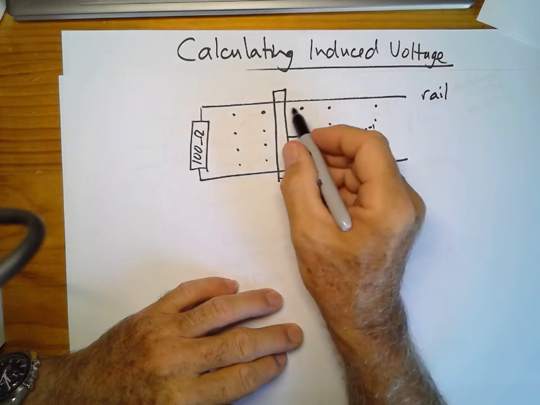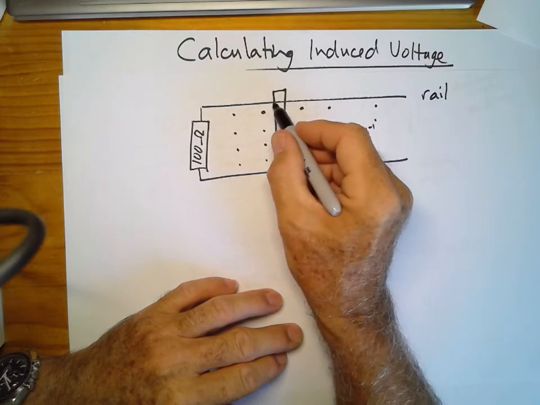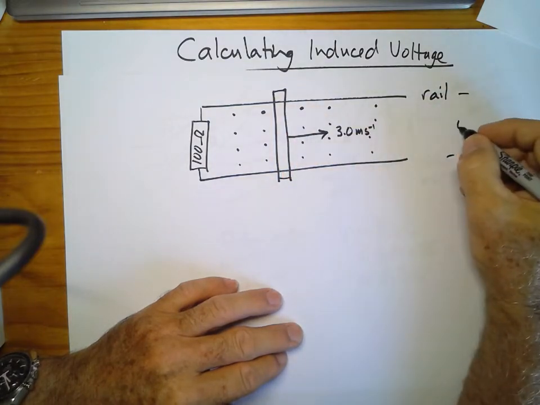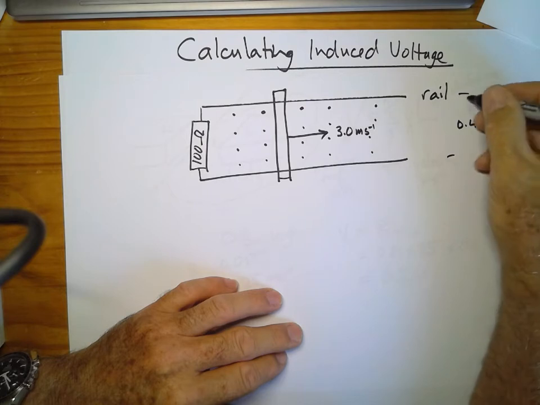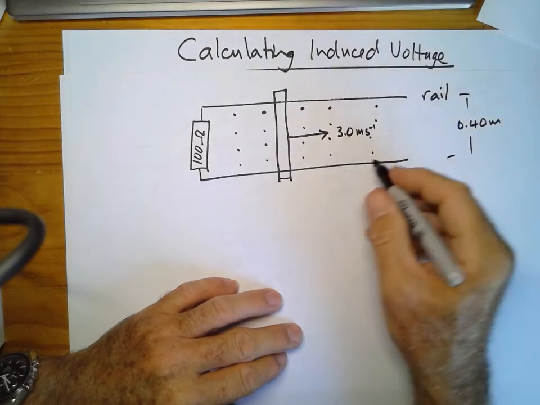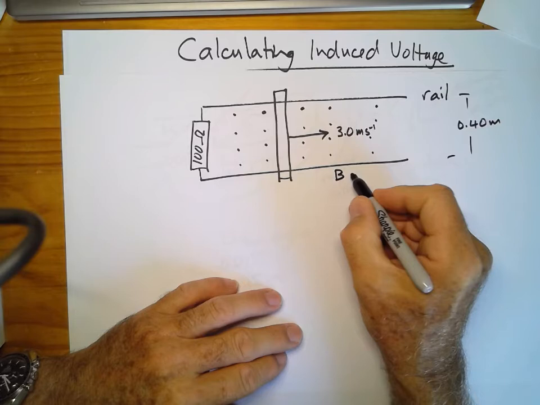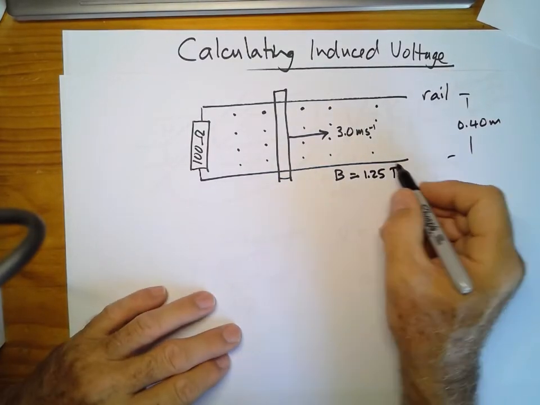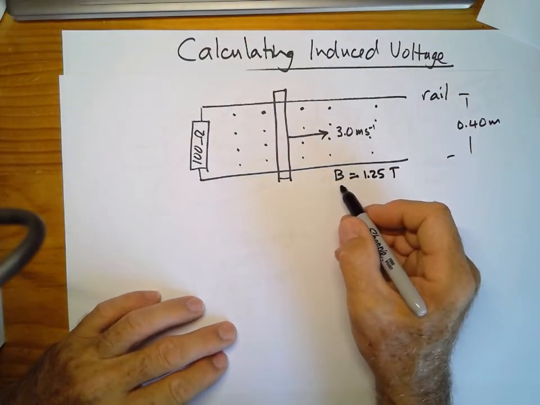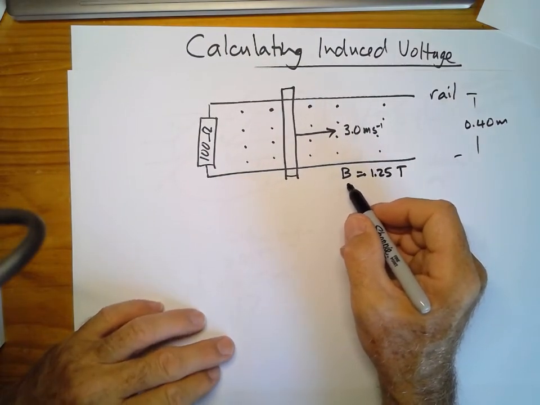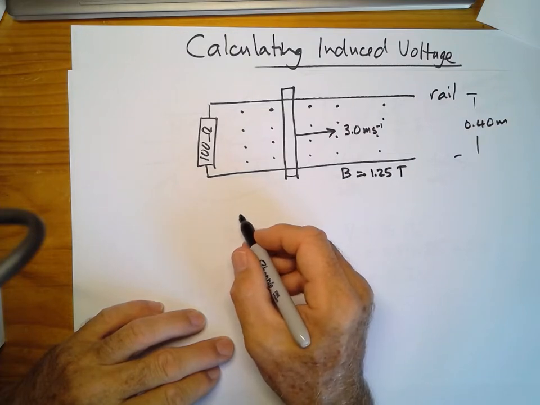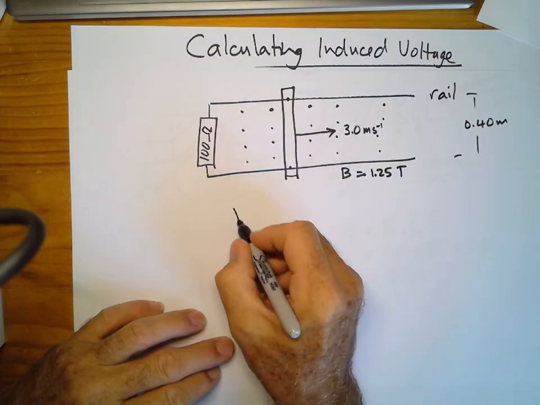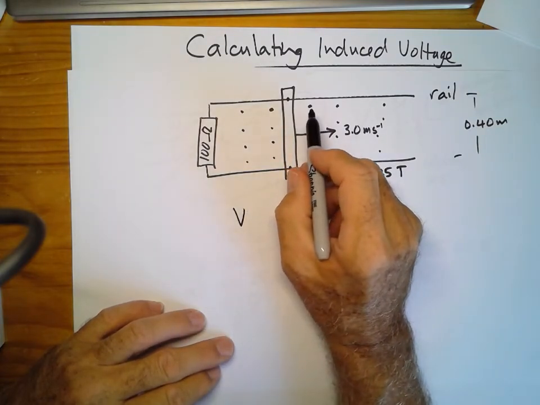and the wire, this conducting rod, from here to here is 0.40 meters long, the magnetic field strength is equal to 1.25 Tesla, velocity 3.0 meters per second. So we need to calculate the size of the induced voltage between here and here. Let's think again about the direction.